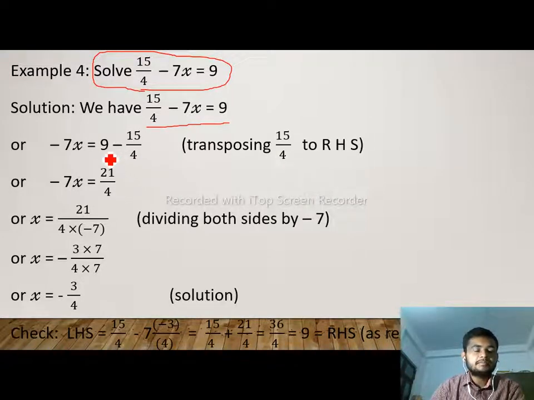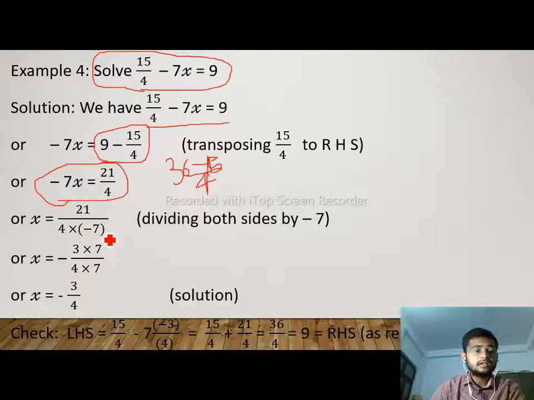And when you subtract, 9 minus 15 by 4, how do you solve this expression? By taking the LCM as 4. Okay, and 9 4s are 36, and minus 15, it becomes 21. Yes, minus 7x equals 21 by 4. Then as 7 is multiplied with x, we shift 7 to the right hand side, it comes to the denominator. Okay, so 4 7s are 28.